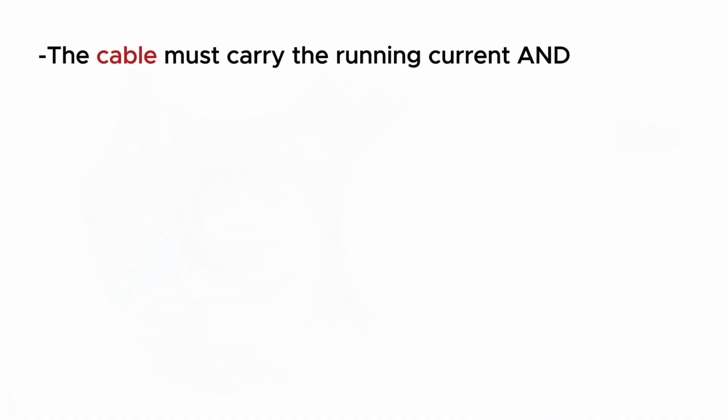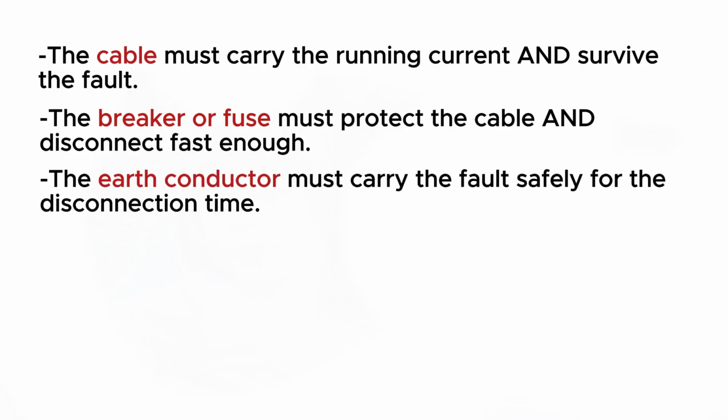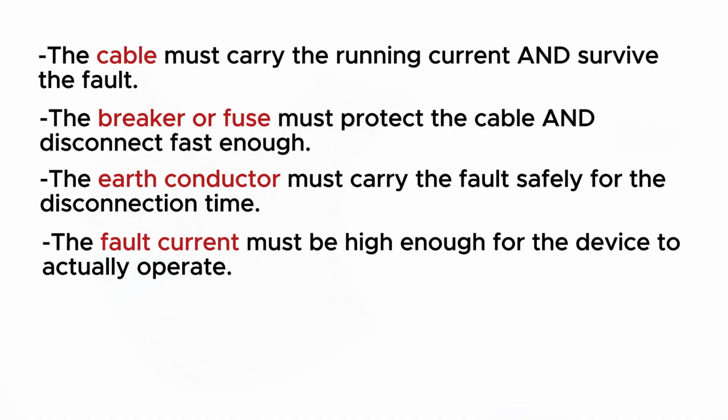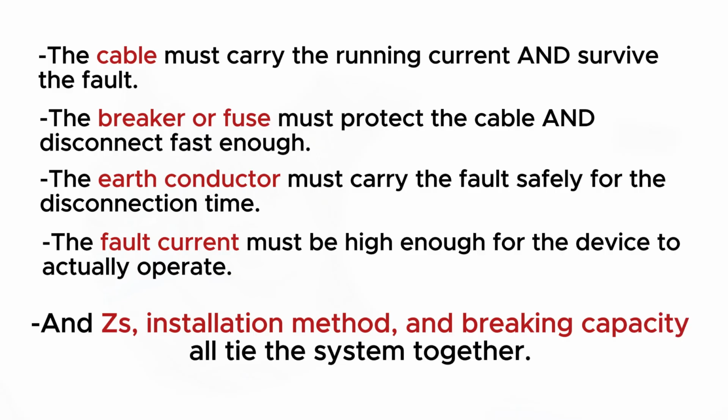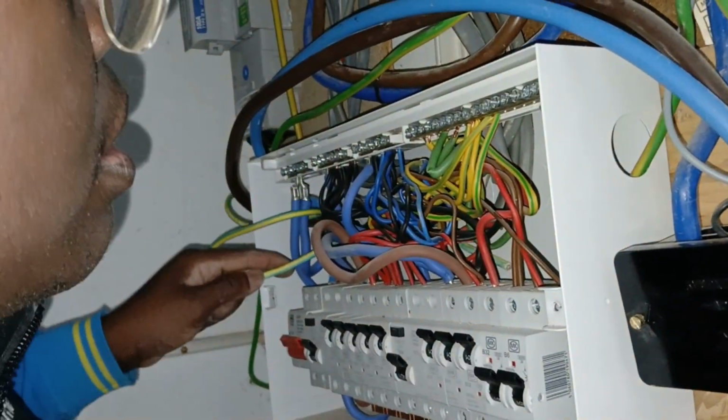Section 6, bringing it all together. So let's pull the whole thing into one complete picture. The cable must carry the running current and survive the fault. The breaker or fuse must protect the cable and disconnect fast enough. The earth conductor must carry the fault safely for the disconnection time. The fault current must be high enough for the device to actually operate. And Ze, installation method and breaking capacity all tie the system together. Once you grasp these relationships, you're not just installing cables, you're designing safe electrical systems like a true professional.